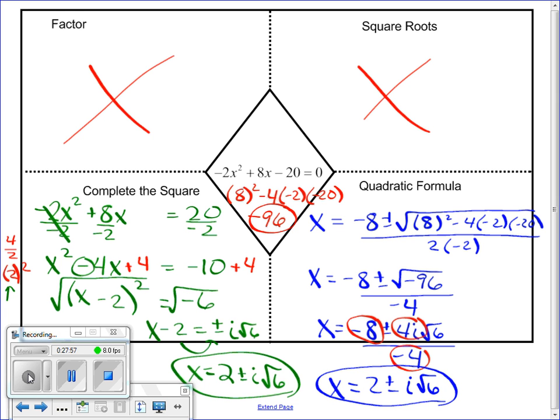Which method did you prefer on this one? Quadratic, and somebody else preferred completing the square. Honestly, a lot of times it's a toss-up between those two methods. They're both long. All right, let's take a quick brain break.